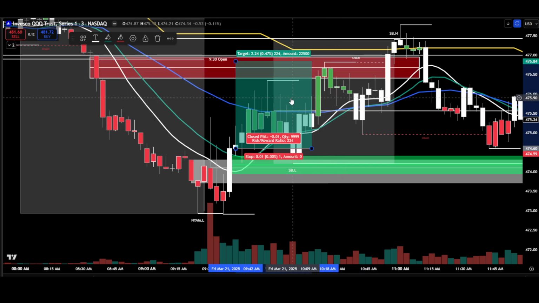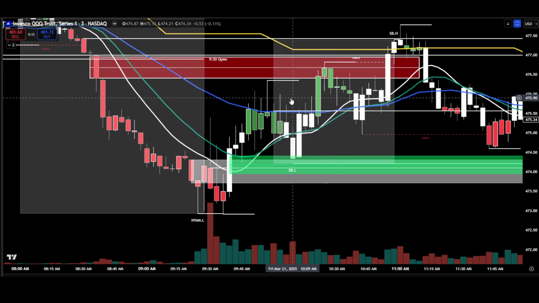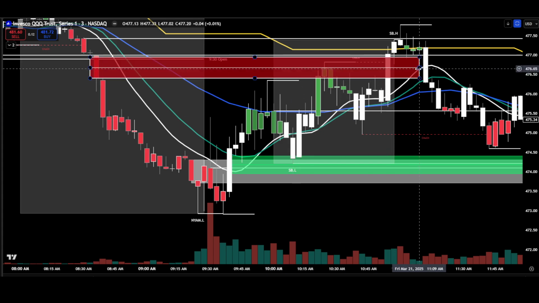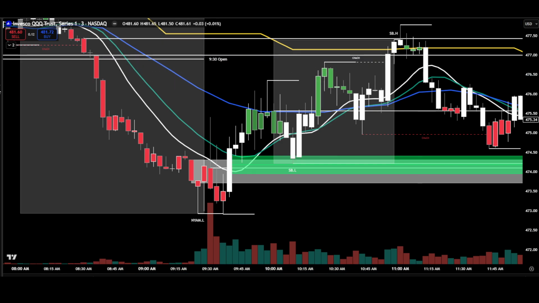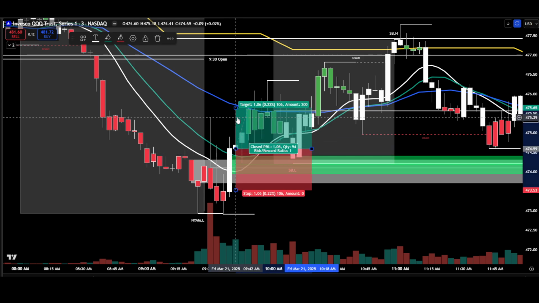Just because of how delta works. So that's an example there on QQQ using again the 1 minute and the 3 minute chart. Now let's look at the more conservative approach, even though we already know that the more aggressive approach on the 3 minute worked in this case, but same thing here.